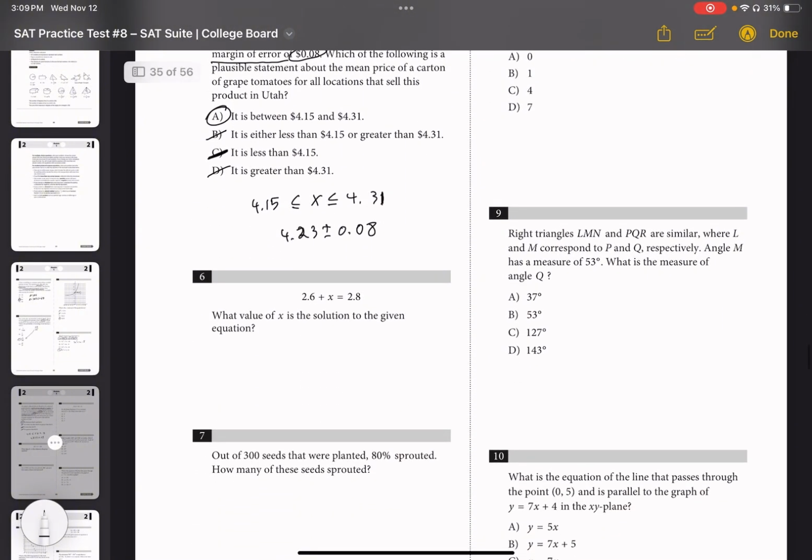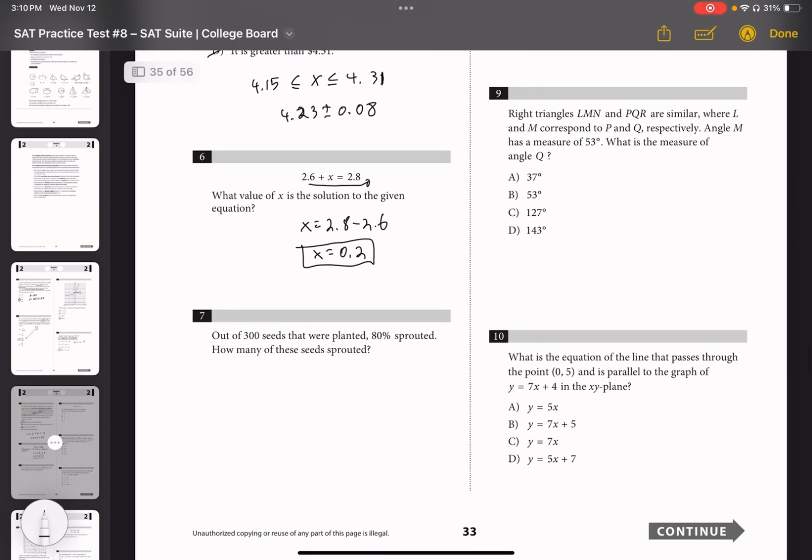Okay, question number 6. What value of x is the solution to the given equation? Okay, so we're just simply moving this over to this side with subtraction. So x is equal to 2.8 minus 2.6, so x is equal to 0.2.